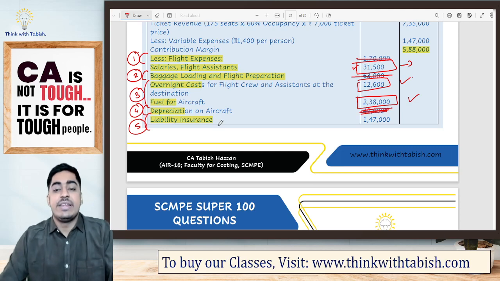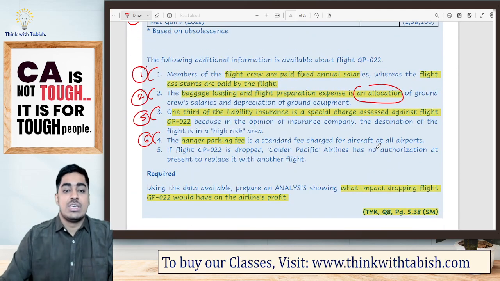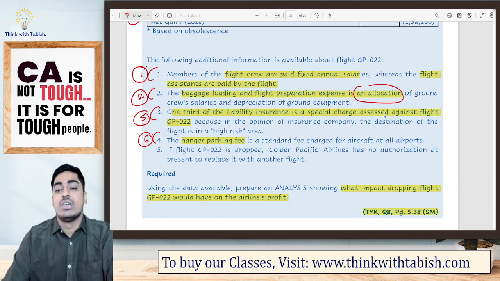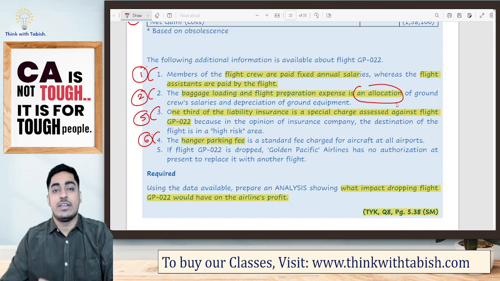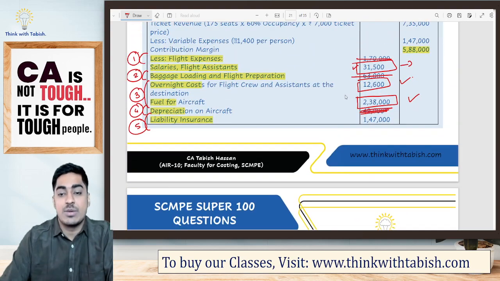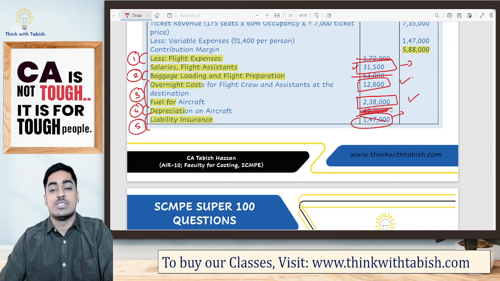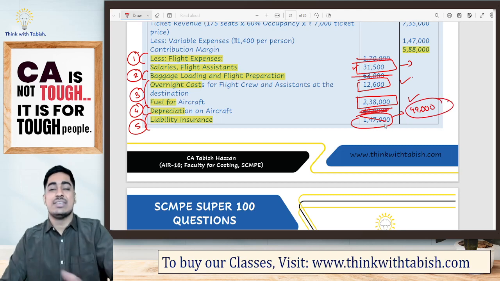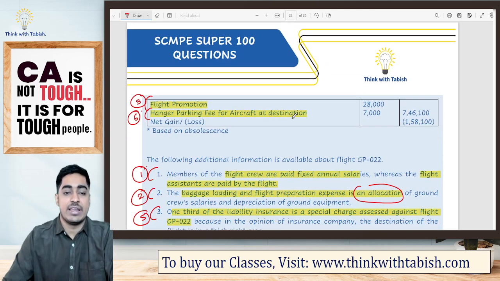Fine. Liability insurance of 1,47,000. If you see here, the question is telling 1/3 of the liability insurance is a special charge assessed only for this particular flight, for this particular journey. That means 1/3 is going to be a specific amount out of 1,47,000. I will tell 1/3 is going to be a specific amount, that is 49,000 is going to be relevant. 2/3 is just a general allocation, is going to be irrelevant.